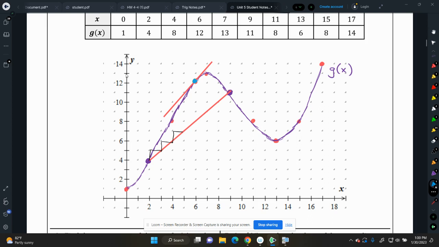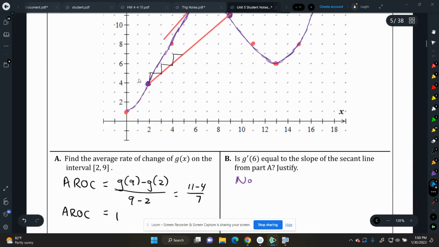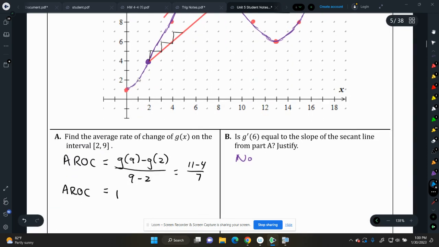8? 13. It's almost hitting like 14. How about 7? 7's up here at the 14. Oh, that's what I meant. 7, 14, something like that. Okay, let's use that. Okay, so we're going to just call it slope of secant line. I'm sorry, so slope of tangent line. Sorry about that. Slope of tangent.